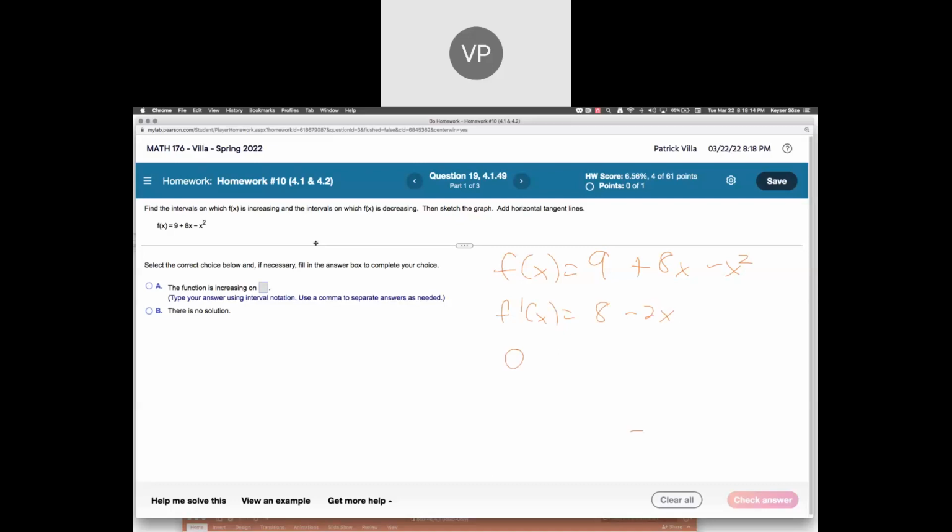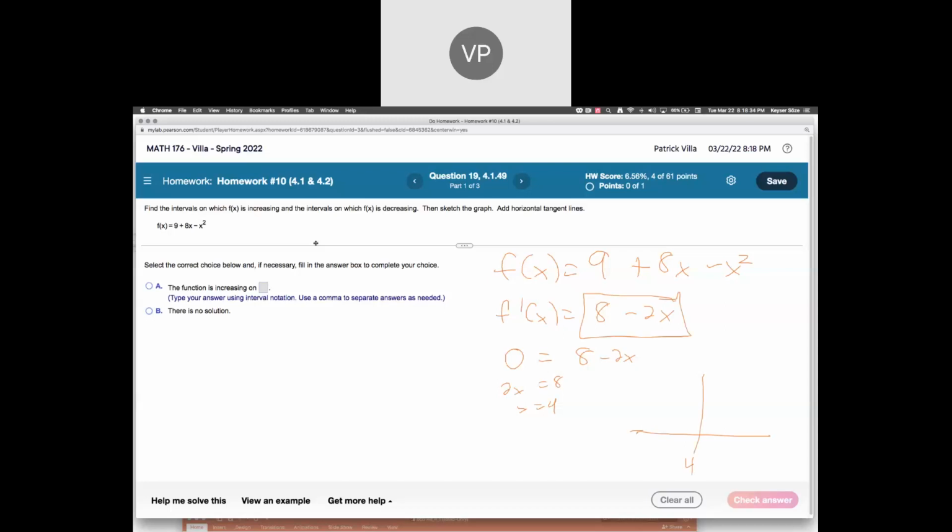So I set this equal to 0, solve for x, and we get x equals 4. That's my only critical number. So now I got to do my little chart right here. Let's test around 4. Now remember, again, you're testing in the derivative.